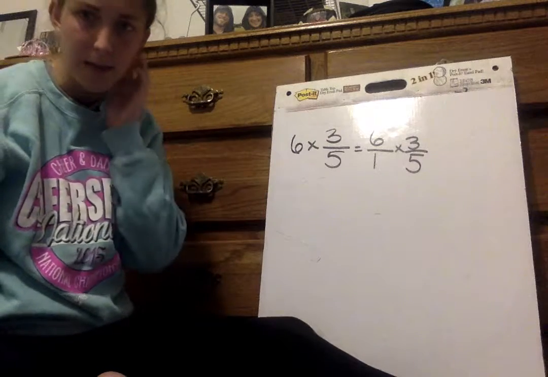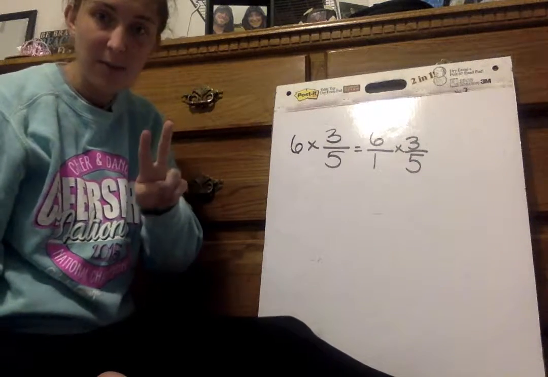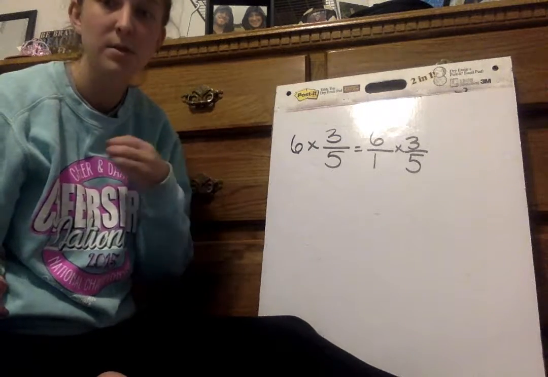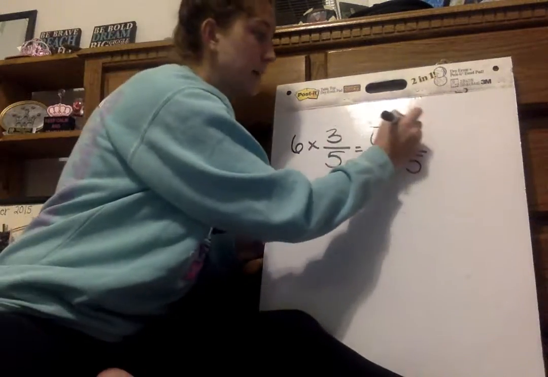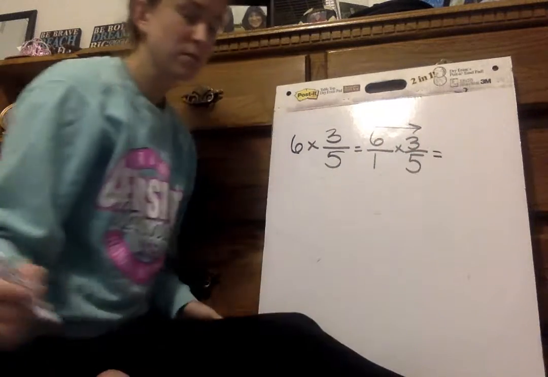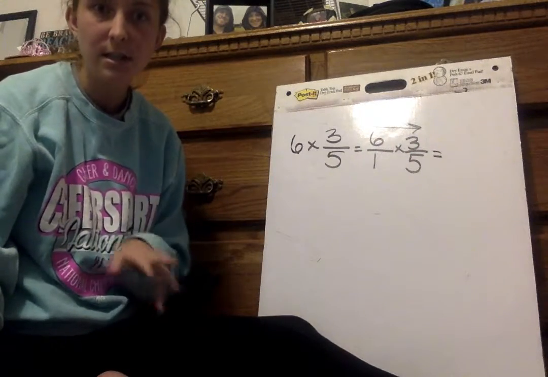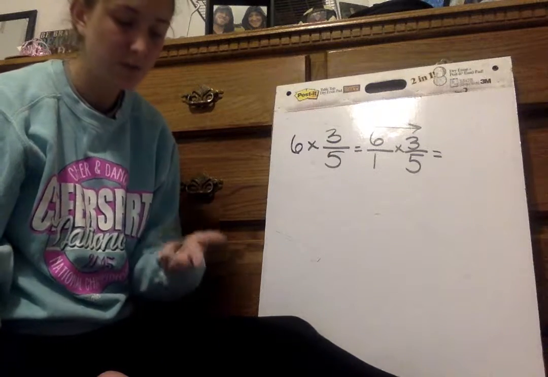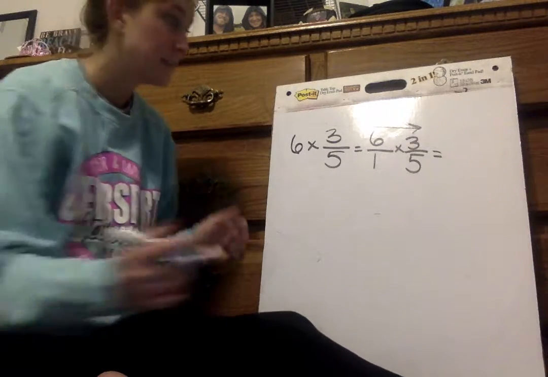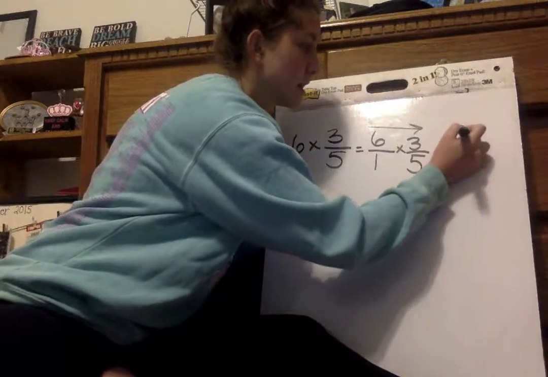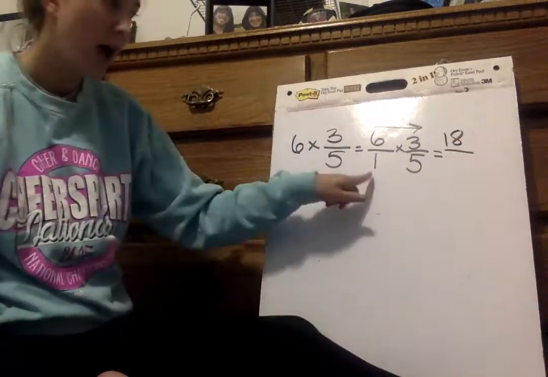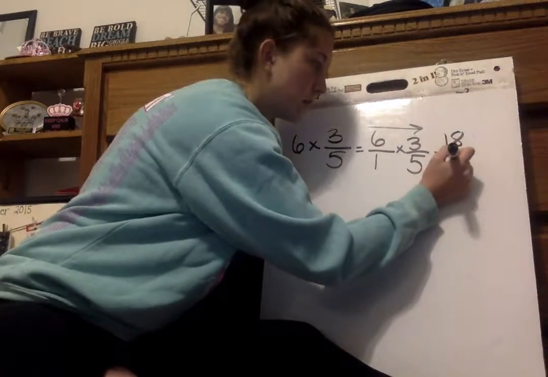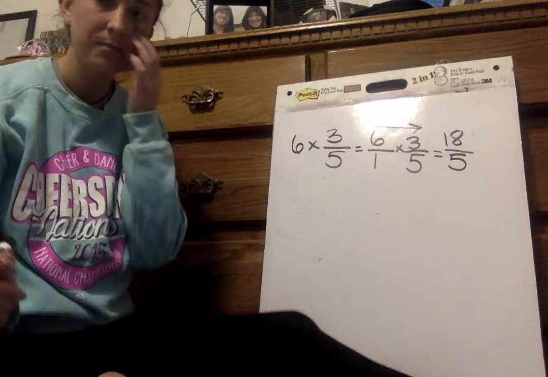My numbers line up. So the second step would be to multiply the numerator times numerator. So I need to figure out what 6 times 3 is. So I know that 6 times 2 is 12, and I'm going to count up 6 from 12. So 13, 14, 15, 16, 17, 18. 6 times 3 is 18. Now I have to multiply down here my denominators. 1 times 5 I know is 5.